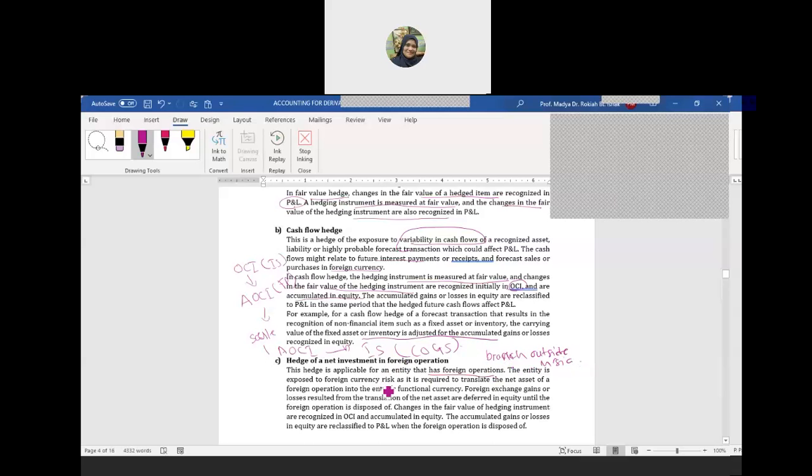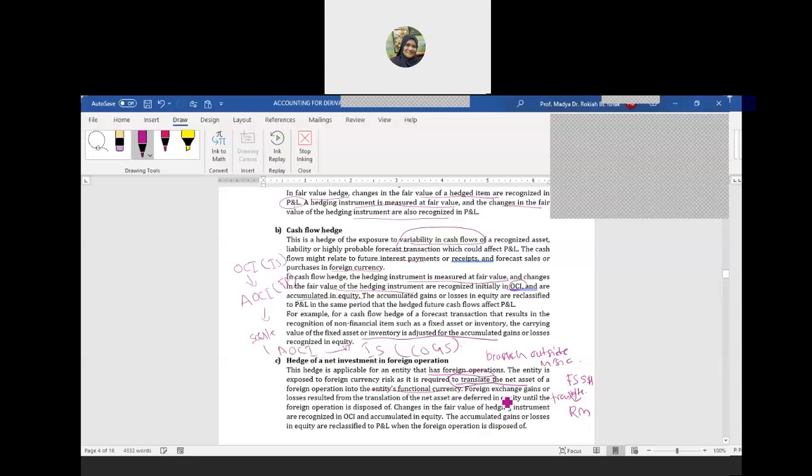So the entity exposed to foreign currency risk is required to translate. To translate here means that this branch prepares its financial statements, let's say in Singapore dollars. At the end of the year, once you want to combine the financial statements of parent and subsidiary, you need to translate the foreign operation, which is in Singapore dollars, to Malaysian ringgit. So this one we call translation: translating the foreign operation into the entity's functional currency, Malaysian ringgit.